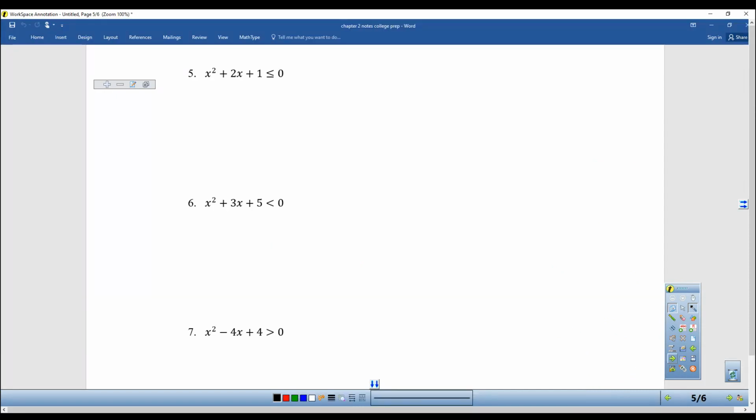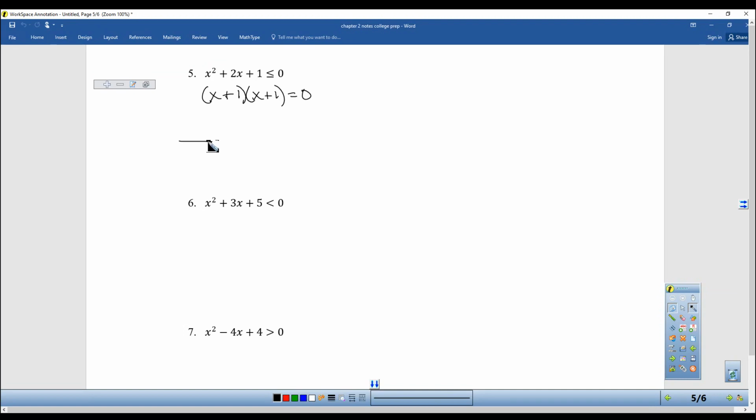Okay, we have 4 more. We can do it. If you would like to try these on your own, you can. Okay, so it's already equal to 0. Second step is to factor: x plus 1 times x plus 1.